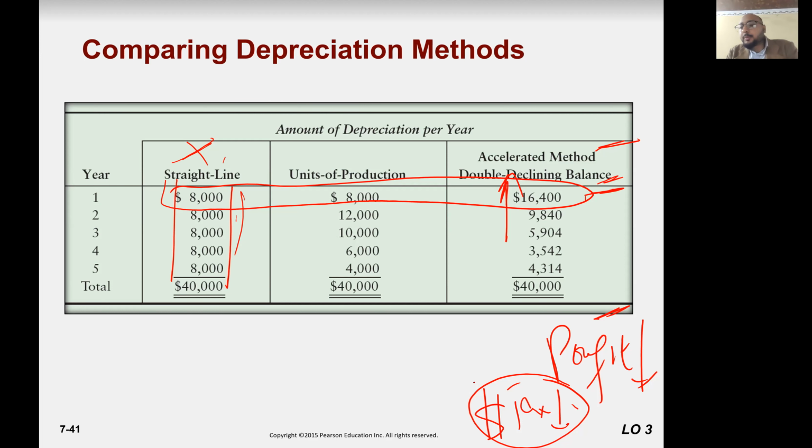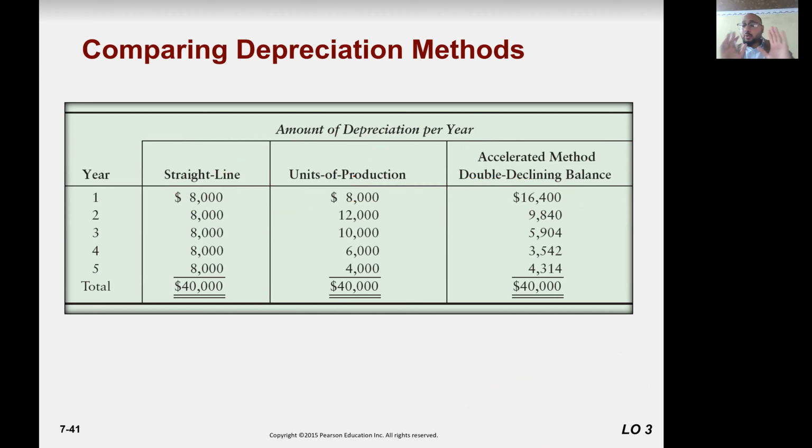Maybe you can have some kind of idea when we reach here, so we change the method to straight line or unit of production. You cannot do that. If you are found concealing taxes, you are stealing from the government, and you will be penalized, right? You will be fined heavily. So yes, but total taxes remain the same for 5 years.